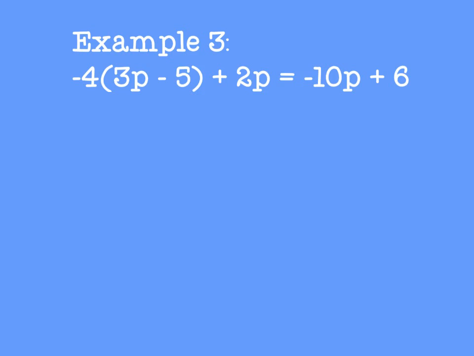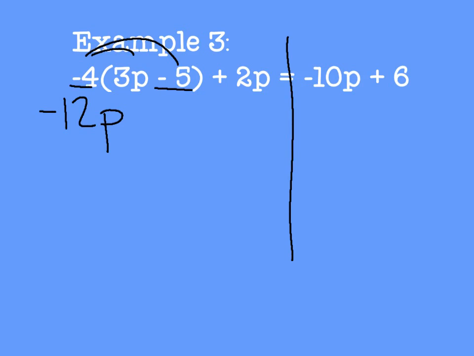Last example, I see I have a lot of different p's happening. My first reaction is to always start with the distributive property, distribute that -4 throughout before I even start moving anything else around. Do the distributive property first. So multiply -4 times 3p and -4 times -5, which is positive 20. Be careful with that sign. And then everything else comes down.